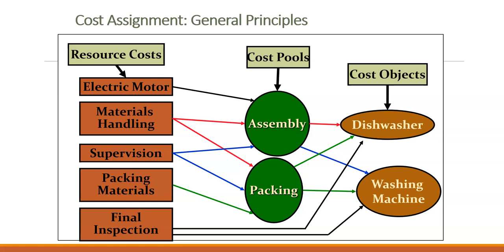We separate our amounts out into cost pools. So the electric motor goes straight to assembly. Materials handling and supervision get divided between assembly and packing. Packing materials goes just to packing, and the final inspection goes straight to the two cost objects. Once we've separated into cost pools, then we apply those costs to those two cost objects. In this case, we make dishwashers and washing machines.